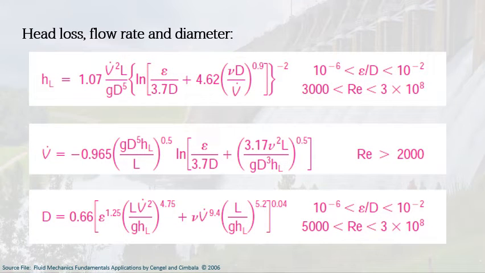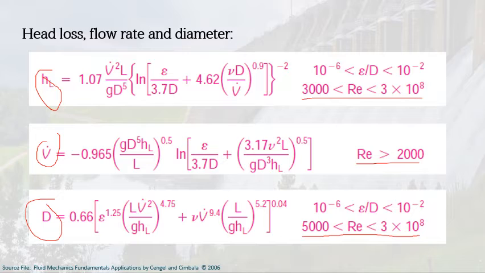Again, be careful when using this formula because it is only applicable to turbulent flow. You can also see here the range of the Reynolds number for which this formula is applicable. Some of the formulas are also applicable for Reynolds numbers in the transitional region. So you can get the head loss, the volume flow rate, and the diameter of the pipe in terms of these quantities that you can see here in this presentation.